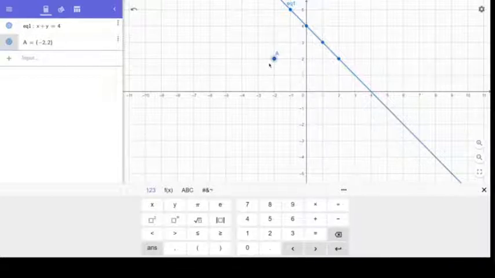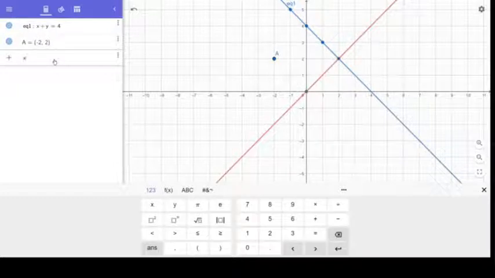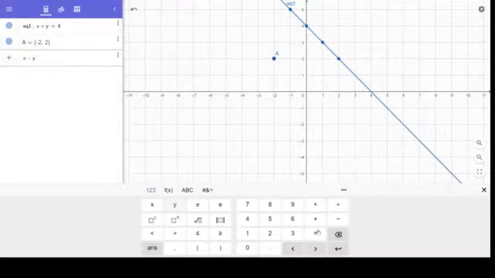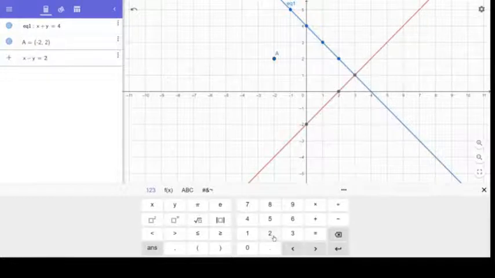Is that clear to you, children? I hope it is clear. So this is what you mean by a linear equation. Now I am taking another equation, x minus y equal to 2.